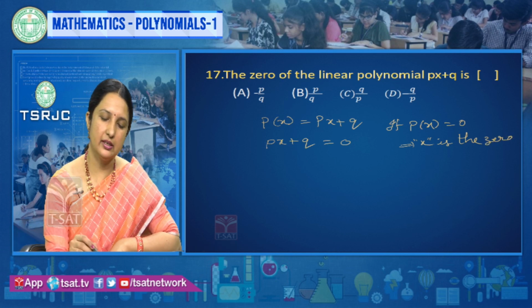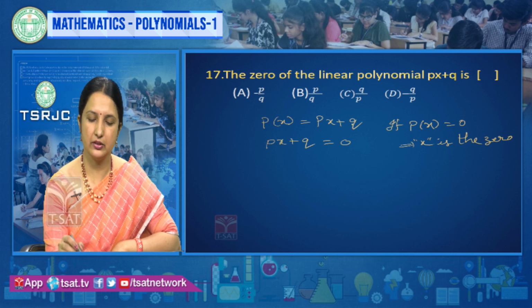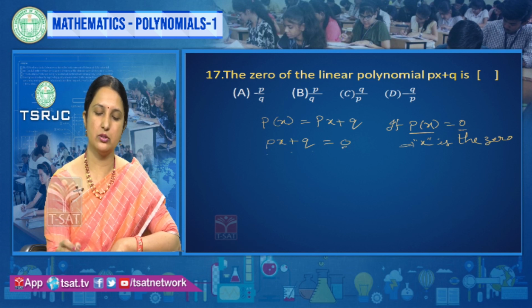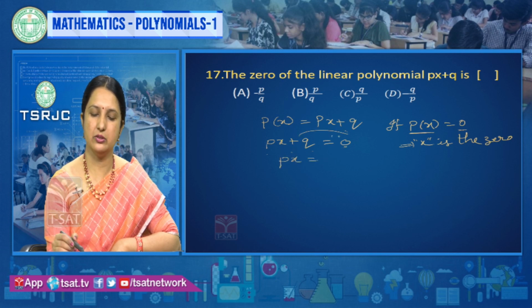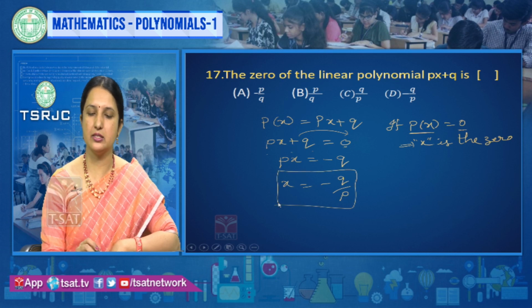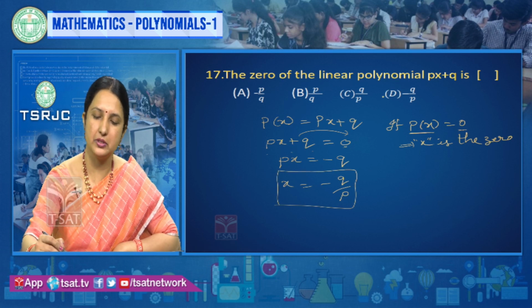Okay. So here p of x equals px plus q. For finding the zero, in the place of p of x we should write 0. So px plus q equals 0. Then px equals, first you bring this plus q this side, it will become minus q. Then x equals minus q by p. Bring this p to the right side; when you bring the p to the right side it divides, because on the left side it is multiplying. So x equals minus q by p. Where is it there? Option D.